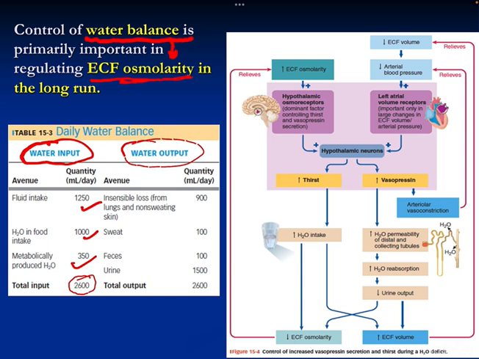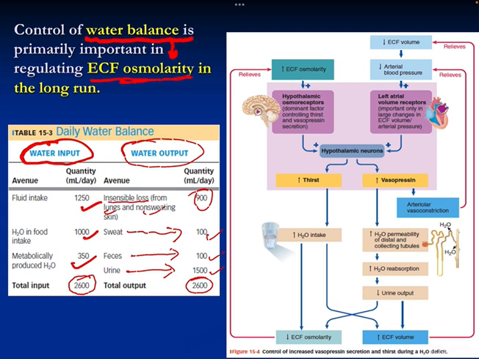While for water output, there is an insensible loss of fluid from lungs and non-sweating skin, which is about 900 ml per day. Another is sweating, which is 100 ml per day. Another is fecal matter, which is 100 ml per day, and then the massive control is by the kidney in the form of urine, which is approximately 1500 ml per day. So total output is also 2600 ml per day. So it's a balanced state.